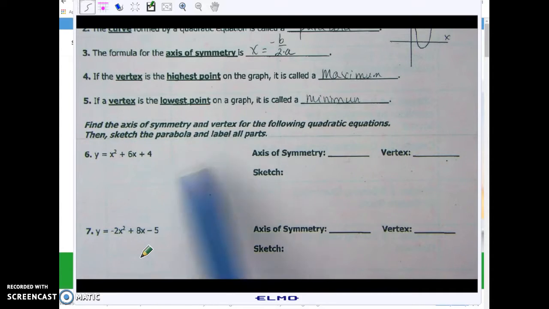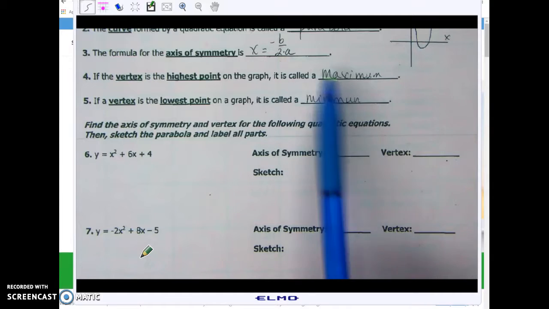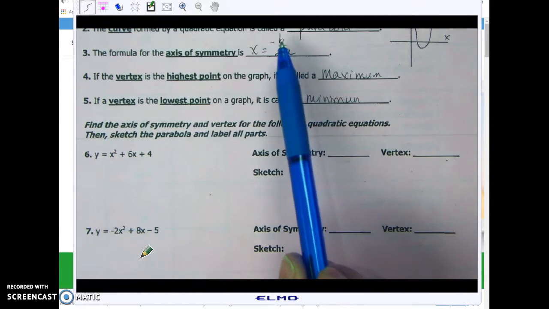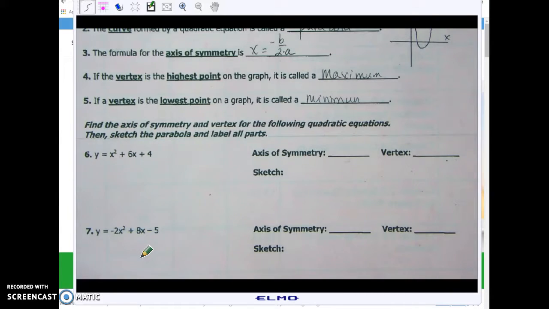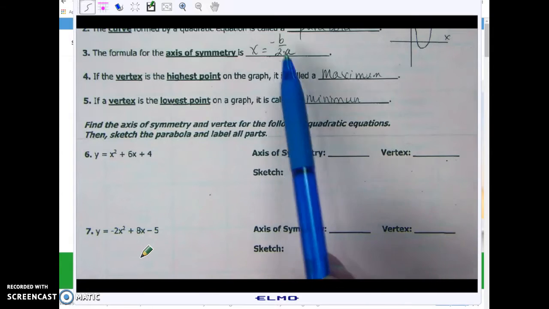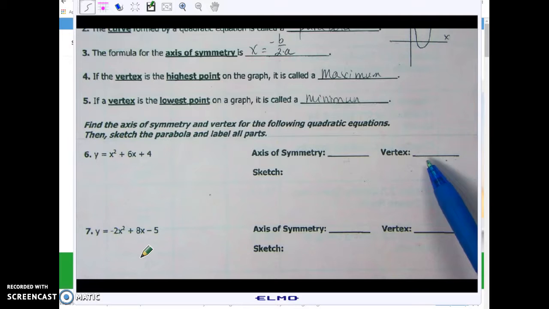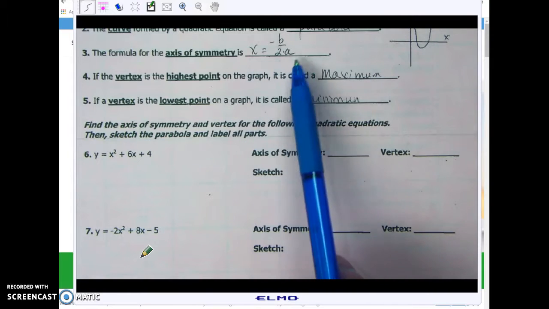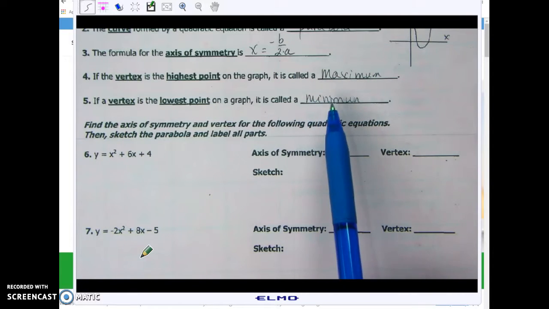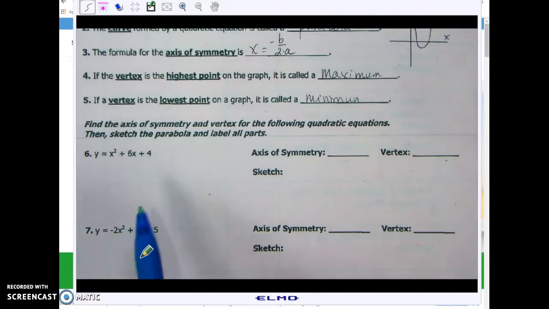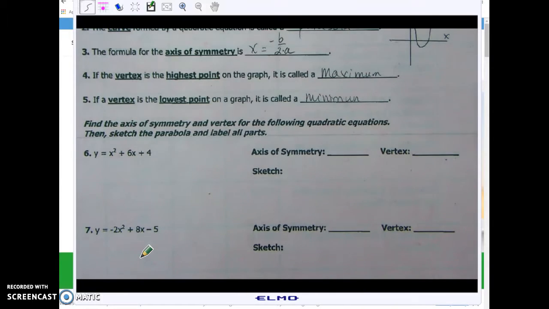Okay, so to get our axis of symmetry, we're going to put in the b value, the a value, work it through, and we're going to get a number. That's going to give us our x equals the value for our axis of symmetry. To get our vertex, we take the number we got for x when we use that formula, plug it into this equation, and that's when we get our y value. Okay, so let's get started.